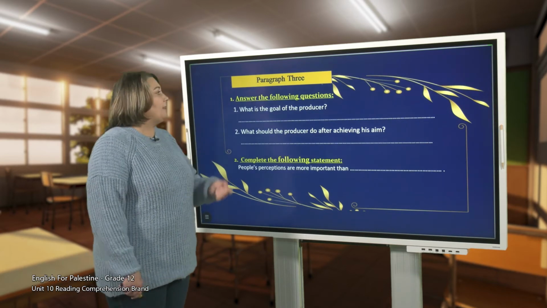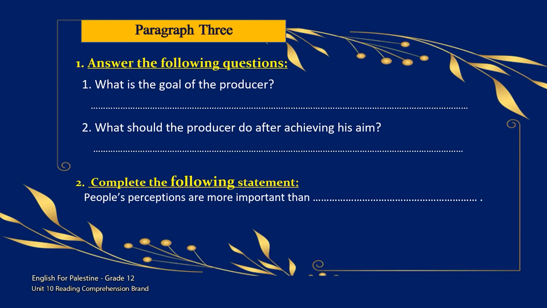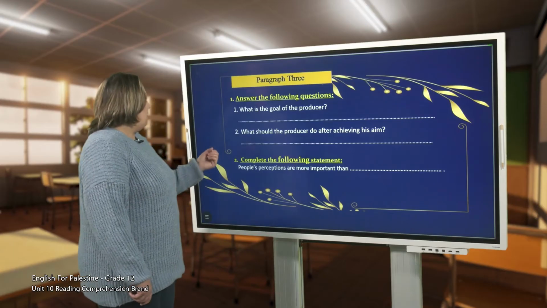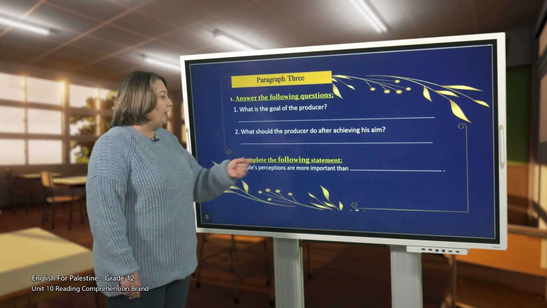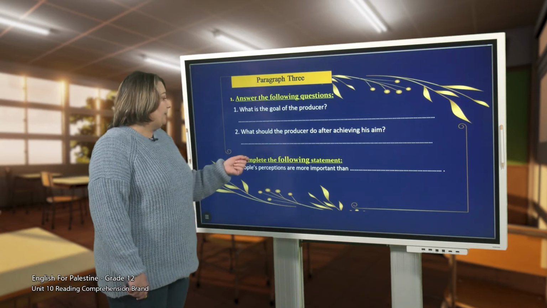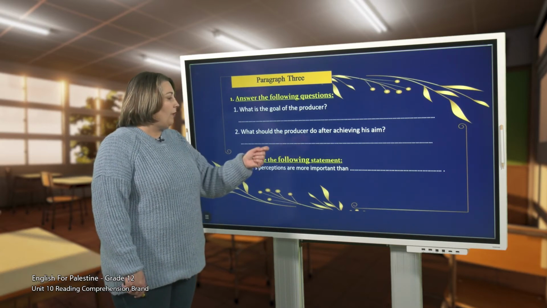The first one, answer the following questions. Number 1, what is the goal of the producer? Number 2, what should the producer do after achieving his aim? Question number 2, complete the following statement. People's perceptions are more important than.